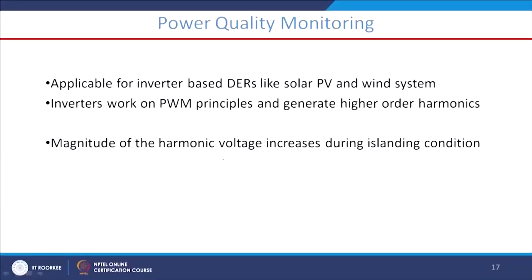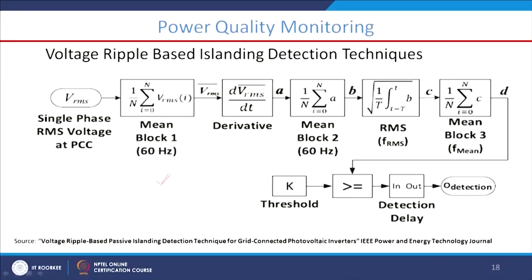Now, coming to the power quality monitoring based passive island detection technique, here we basically measure the harmonics, or some ripples which are present inside the voltage. Based on that, this technique moves forward. Let us say in this particular block, we measure the single phase RMS voltage at the PCC. PCC means the point of common coupling, and after measuring this RMS voltage at the PCC, we take the mean of this particular voltage.